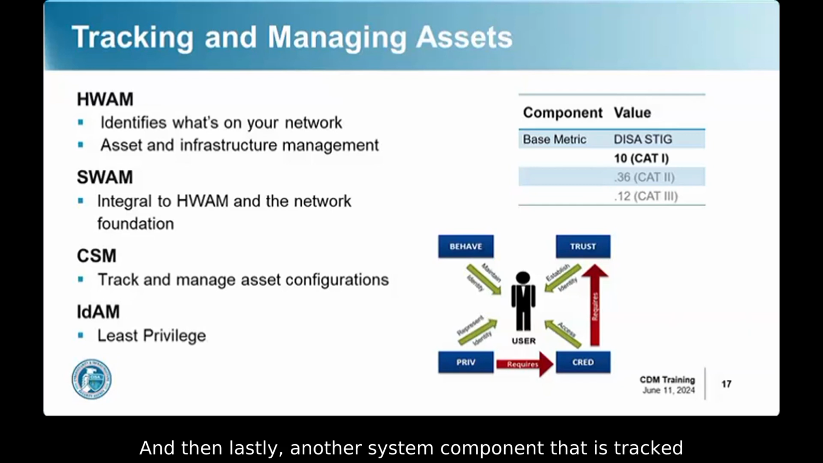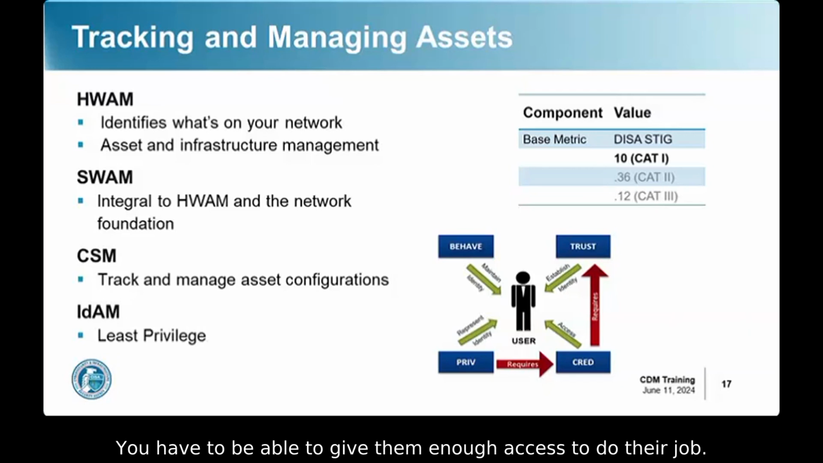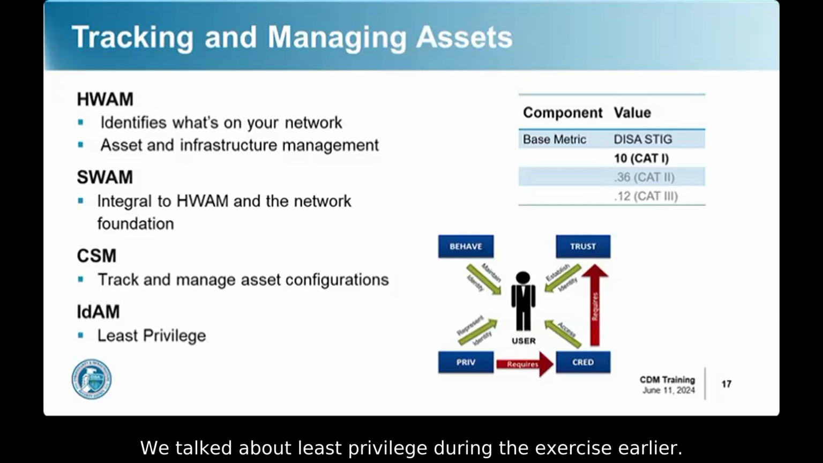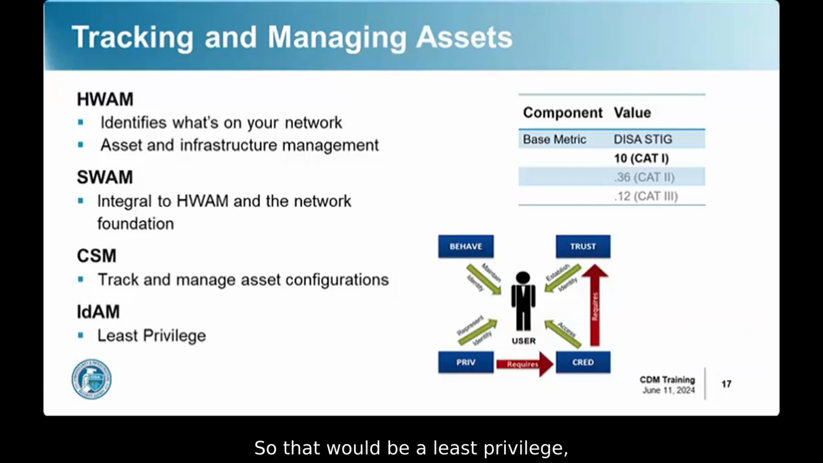And then lastly, another system component that is tracked is identity and access management, or the user. And just like you have to know what is on the network, you also have to know who is on your network. And you have to be able to trust them. You have to be able to give them enough access to do their job. Okay, we talked about least privilege during the exercise earlier. So that would be least privilege, making sure that they have only enough to do what they need to do. And then we also need to be able to hold them accountable for their actions. Okay, and we also have to convey the expected behavior when they're using networks and information.